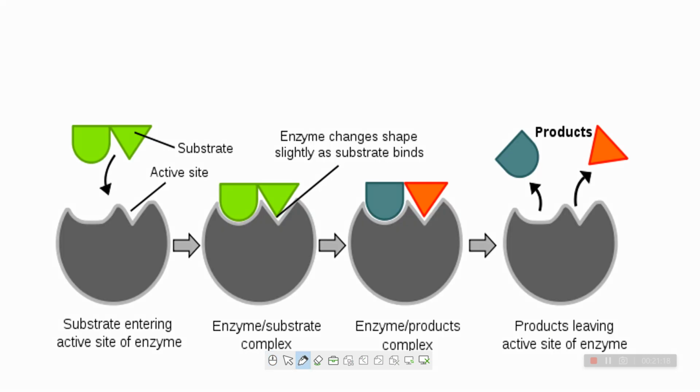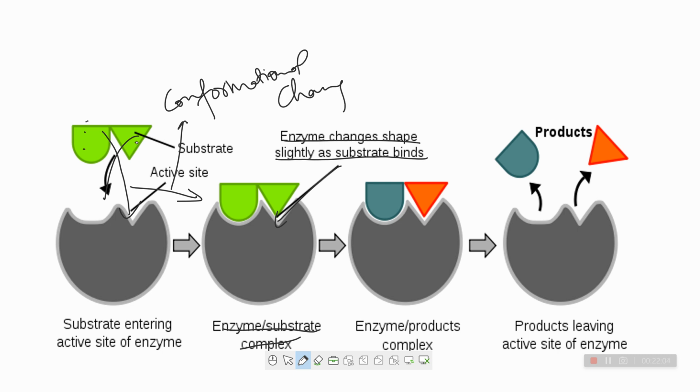See here. The substrate will enter the active site of the enzyme. This is the active site. Here the substrate comes and binds. The enzyme substrate complex will be formed here. The enzyme changes shape slightly as the substrate binds. Suppose this is the substrate. This substrate comes and binds with this active site. What happens? There is a change in conformation. A conformational change will occur. Right? See here, the enzyme changes shape slightly as the substrate binds. This is the enzyme product complex. When the conformation is changed, the substrate will be converted into a product.